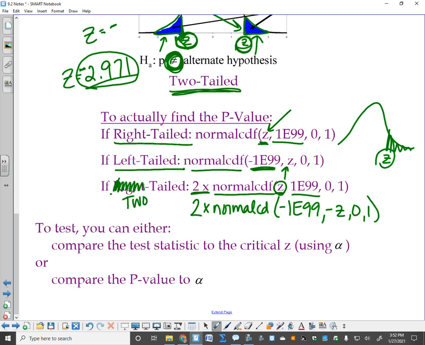You won't do both. You'll either do what's in purple or you'll do what's in green. So you're finding one of the tails and then you're doubling it because it's two-tailed. To test, you can either compare your test statistic to the critical z using your alpha, or you compare your p-value to your alpha. And I will show you how to do all of that.